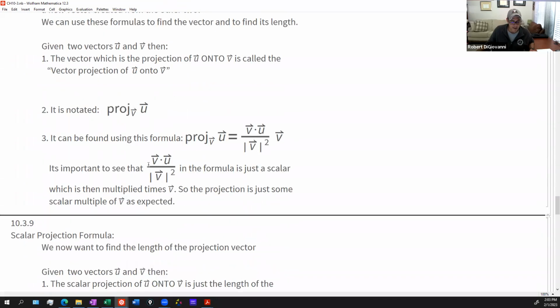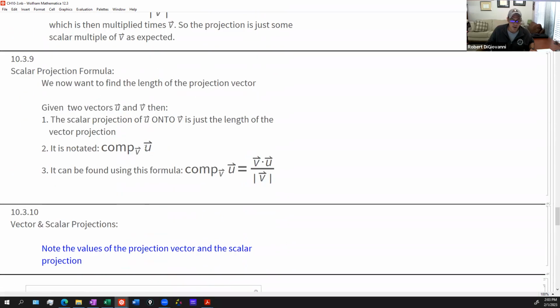So the formula for that, there's the projection. That's how to get the projection vector. And then to get the component, if you want to know the component of u onto v, you dot v with u and you divide by the magnitude of v. That's the formula I'm about to use.